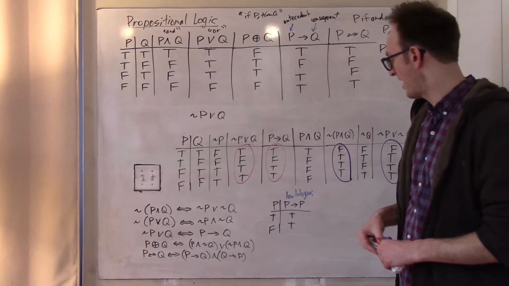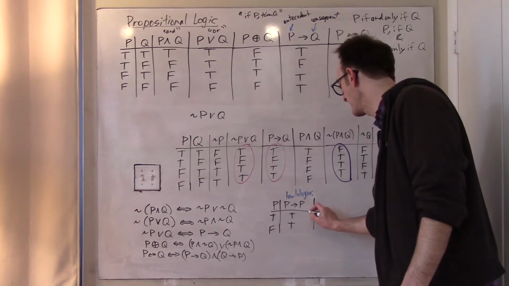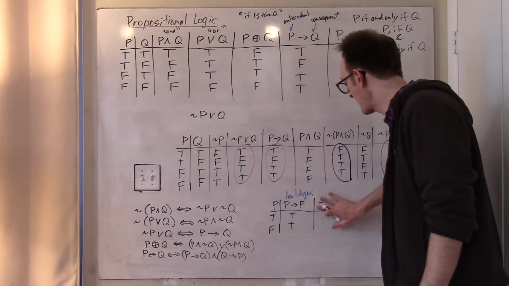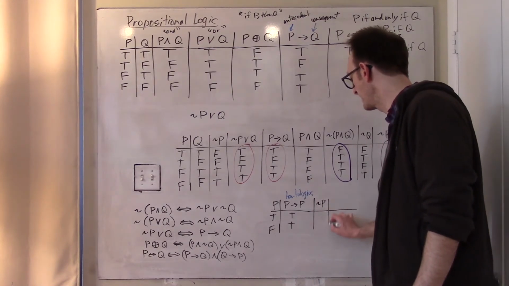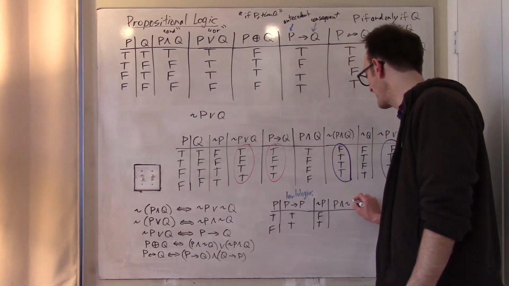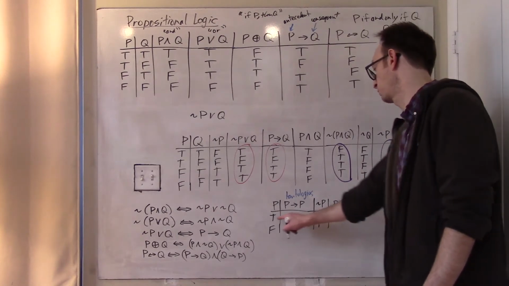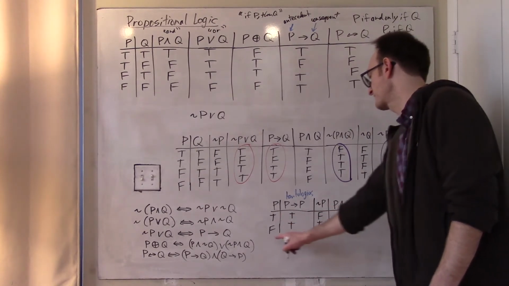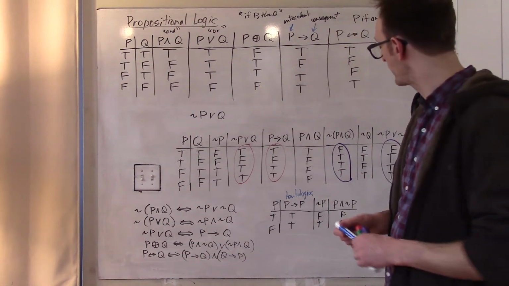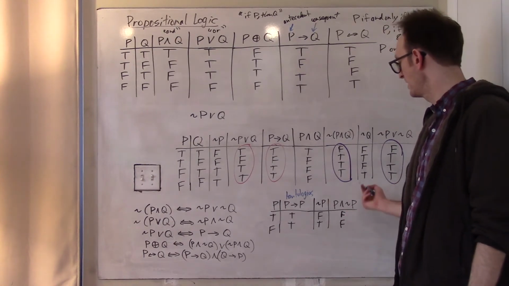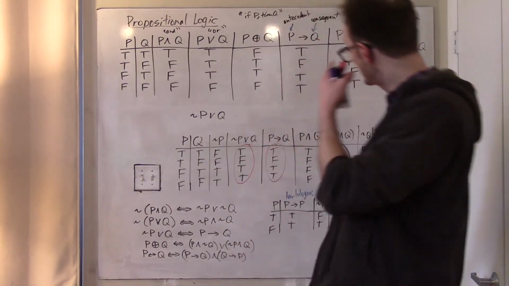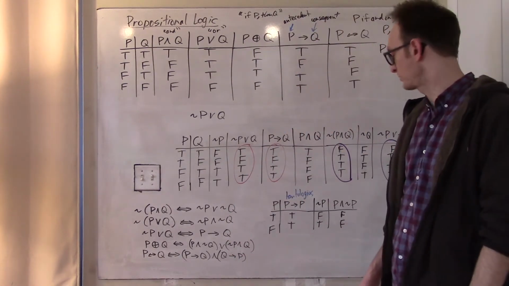And then you have these other kinds of things, such as P and not P. If that's P, I can construct not P, which is false, true, and then I can make P and not P. What's that? Well, true and false is false, and false and true is also false. Different people call this different things. You can call this a contradiction. You can call it an unsatisfiable proposition. You can call it whatever you want, but this is never true. Regardless of whether P is true or false, this is false.